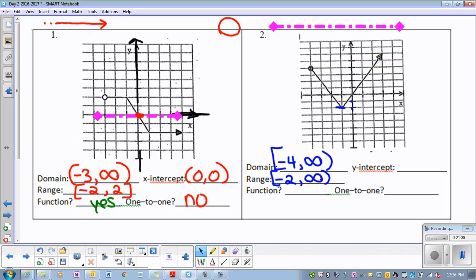All right. So now, what are we going to do? Is this a function? Yes? Perfect. If I run a vertical line through this graph, does it ever hit the graph twice? No. So, you're right. It's a function. Good. How about one-to-one? No, it's not. And we showed that earlier, right? Right there, this horizontal line hits the graph in 2 places, so it is not one-to-one.